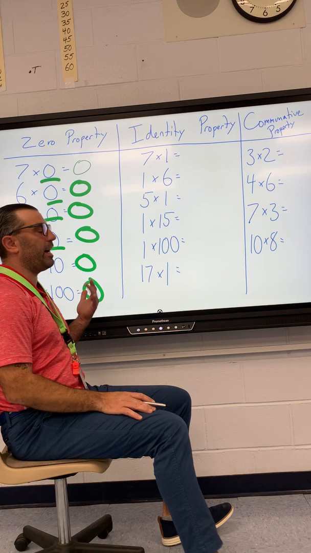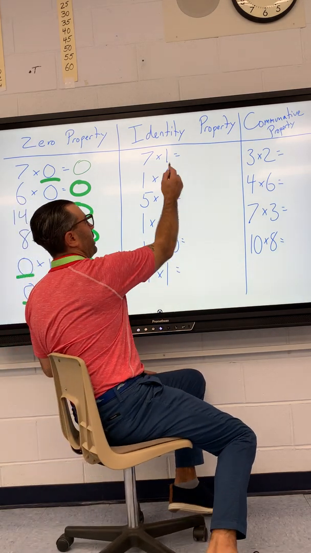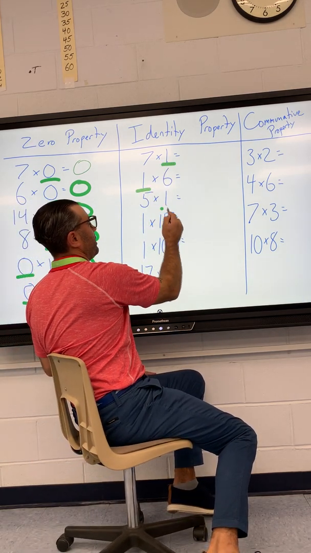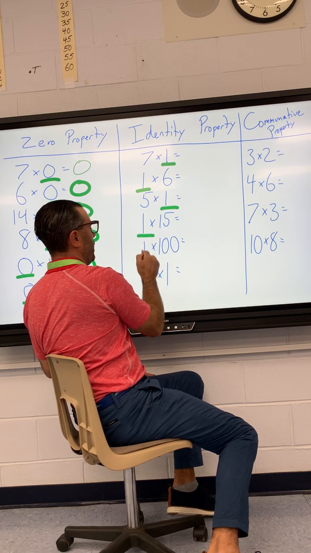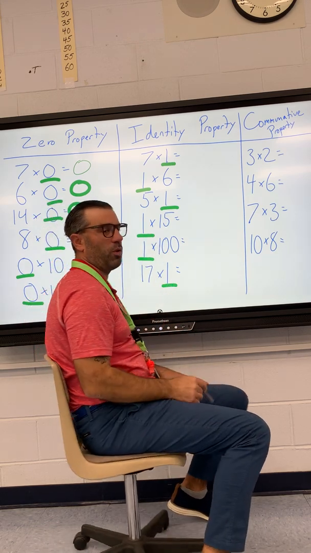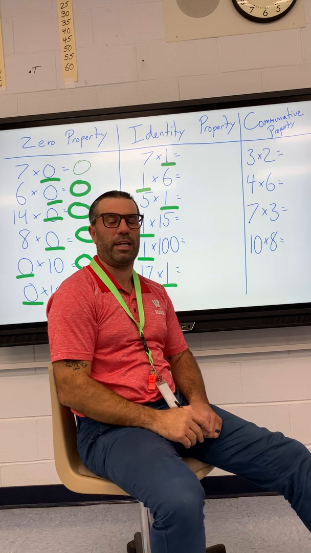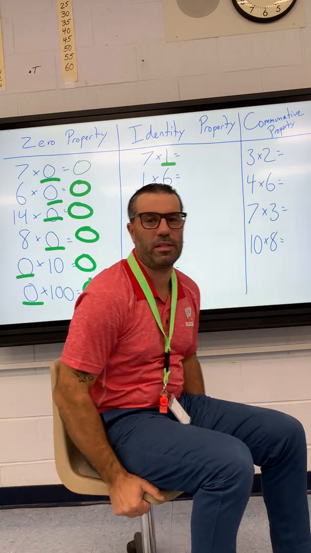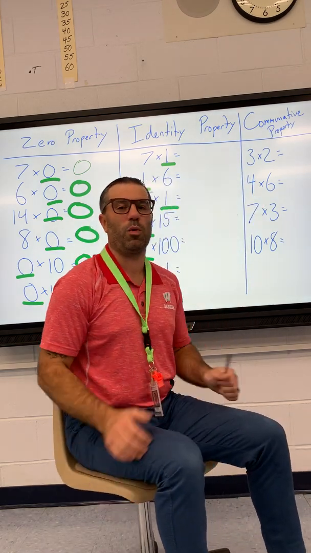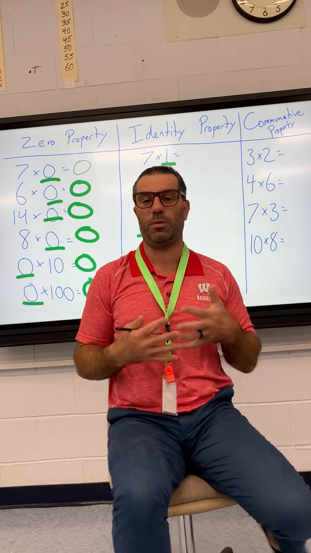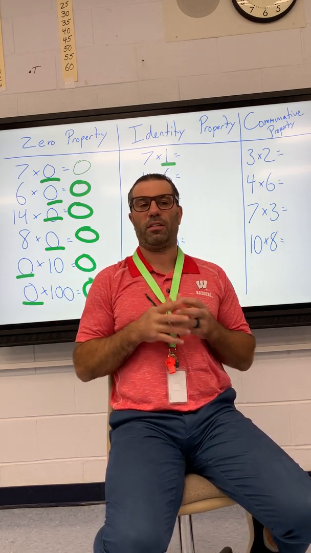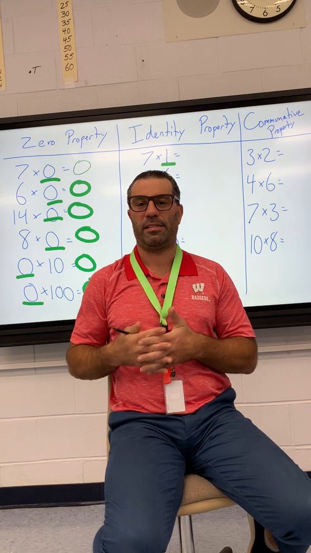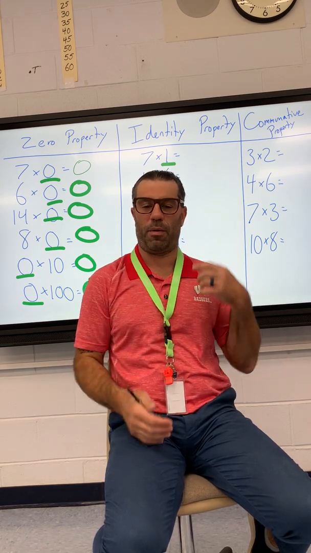The next one is called the identity property. And basically what the identity property means is it's anything times 1. Sometimes people call it the ones property, sometimes people call it the identity property. It's really your choice. It's the same thing. So the rule is any number times 1 is itself. That's why it's called the identity property.